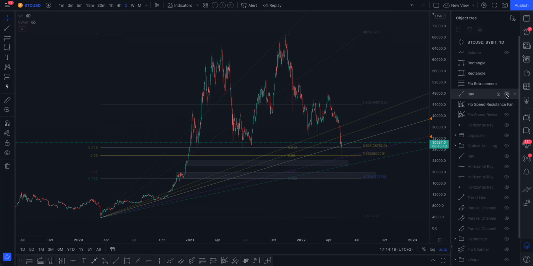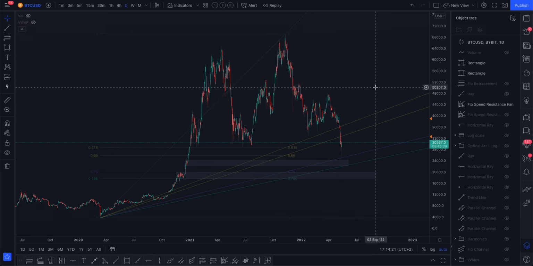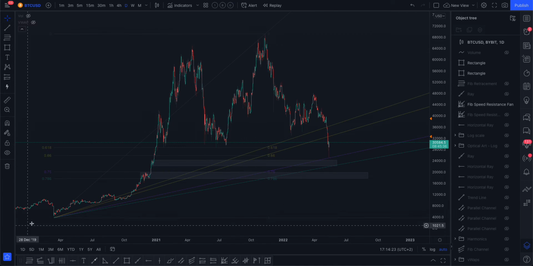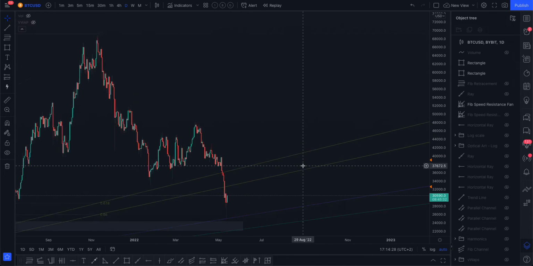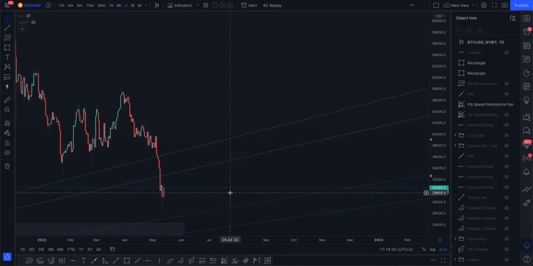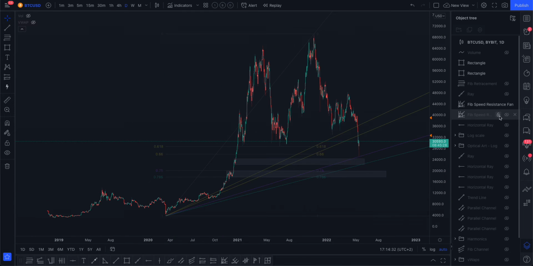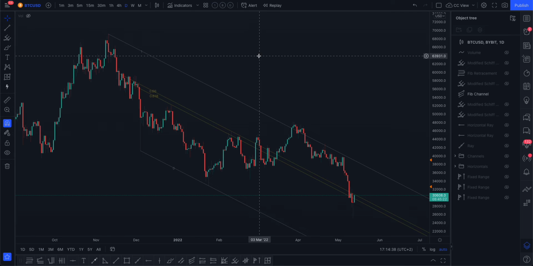And then another level that really worked out well is this speed fan, the Fibonacci speed fan, and the 7.5 level. That was quite a slight front run, but that's quite an accurate level there. Yeah, that one is passed already. Just moving on to some other levels. Just want to show you what I'm looking at the moment.